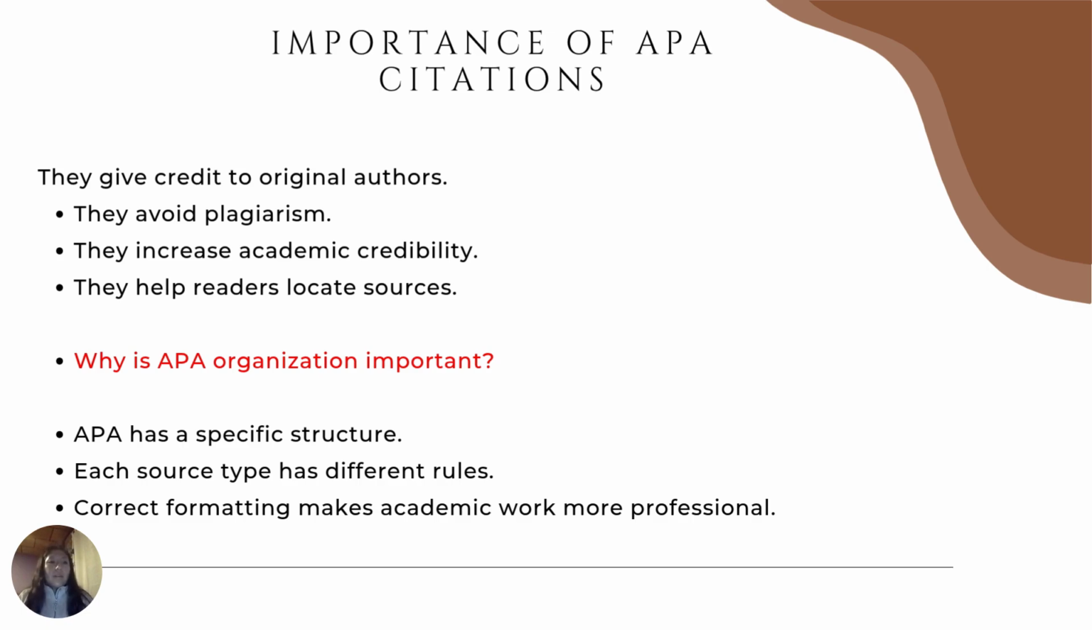Finally, the importance of APA citations. This is very important because they give credit to original authors. For example, they avoid plagiarism, increase academic credibility, and help readers locate the sources. I think the most important is avoiding plagiarism, because with this my document can help in college, university, and work. And why is APA organization important?